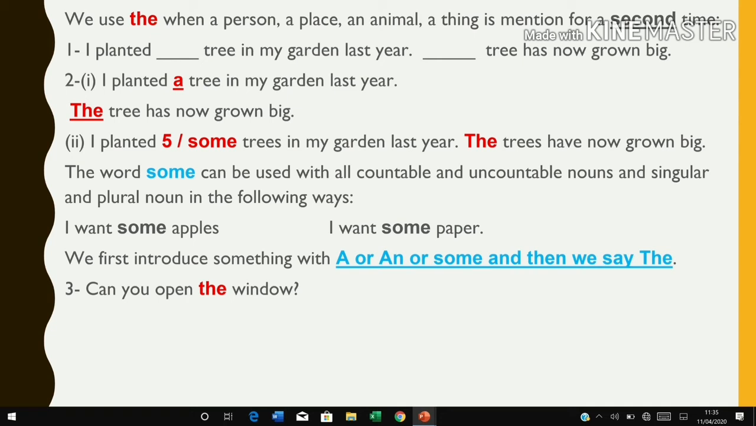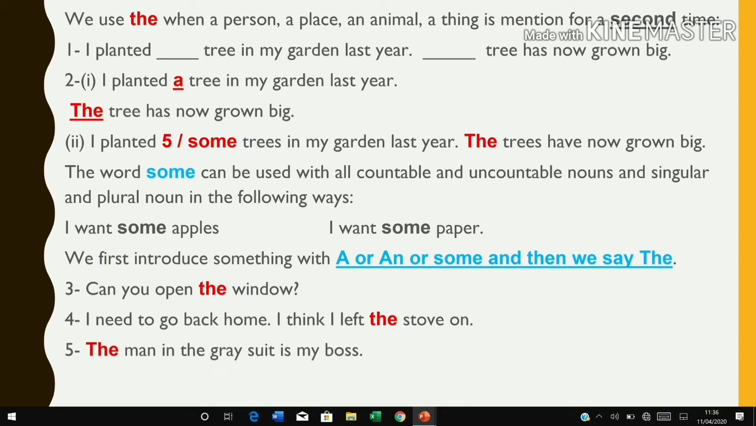Or if I say, I need to go back home, I think I left the stove on, you will think that the stove might still be burning. Which stove? You can understand from the situation. But this is not always possible. For example, if I say the man is my boss, you will ask me which man is your boss.